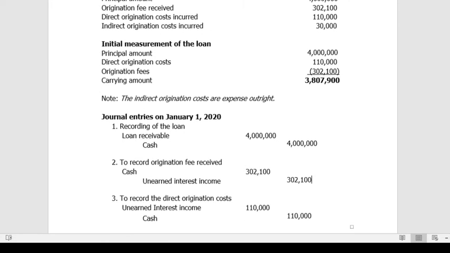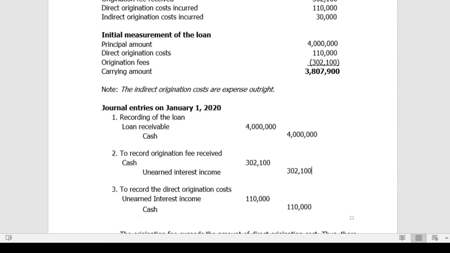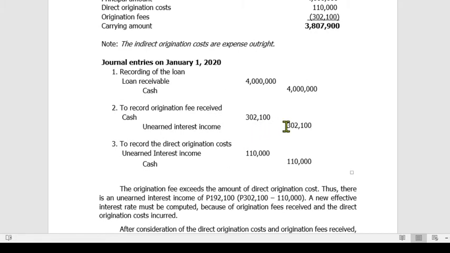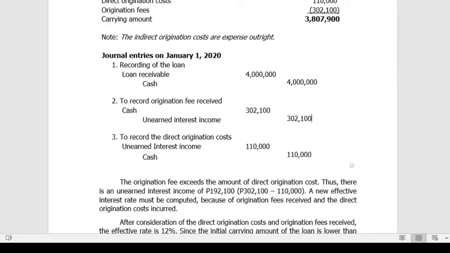Next, the direct origination costs incurred. The direct origination costs incurred ay tina-charge din yan sa unearned interest income, however, debit, dahil pangbawas yan dun sa kung ano man yung na-earn, yung unearned interest income. So, debit unearned interest income, 110,000, then credit cash, dahil ang nagbayad niyan ay si Smart Bank. Okay.